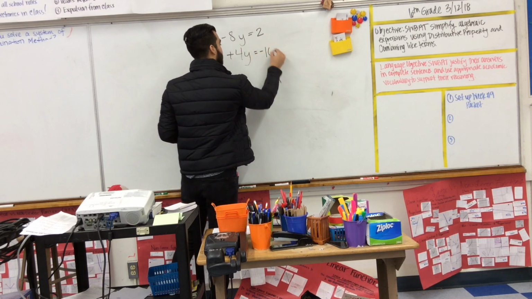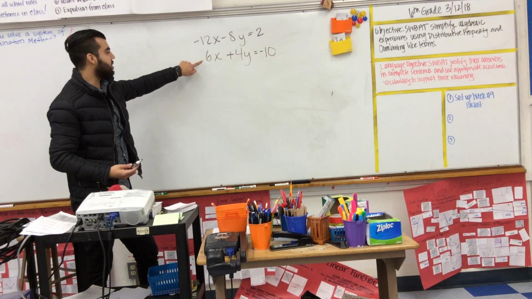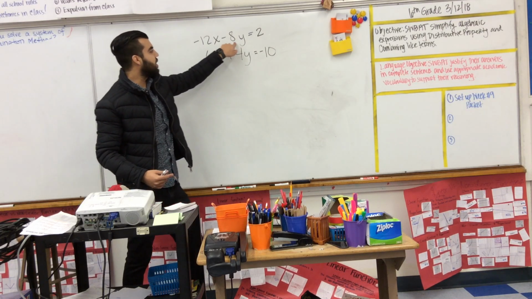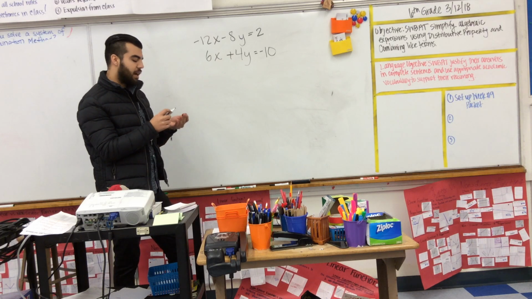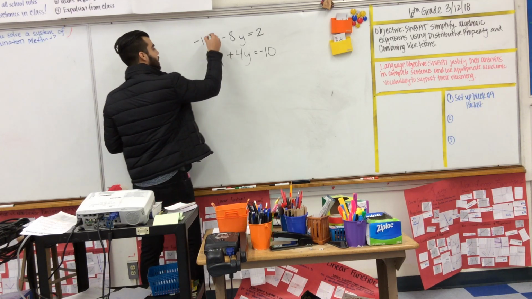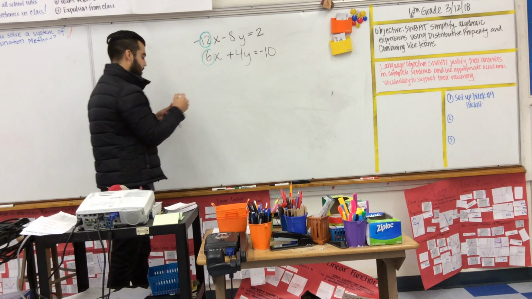equals negative 10. So again, check all the coefficients. Negative 12x and 6x. Those do not eliminate. Move on to the next one. Negative 8y and positive 4y. Those do not eliminate either. So then you're going to look at the coefficients of the first one. So we have this 12 and the 6.